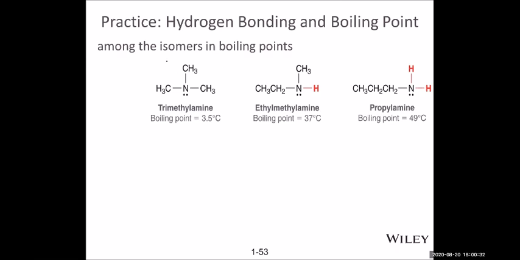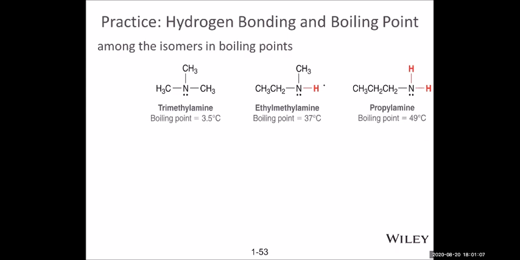You can see these 3 compounds are isomers, which means they have the same number of each element in the molecule. They all have 3 carbon, 9 hydrogen, 1 nitrogen. So the isomers have exactly the same molar mass. And you can see their physical properties are not quite the same. The boiling point, for example: this is 3.5, this is 37, this is 49.